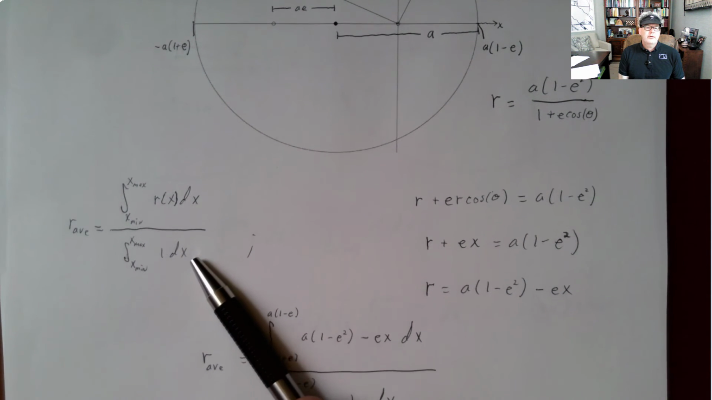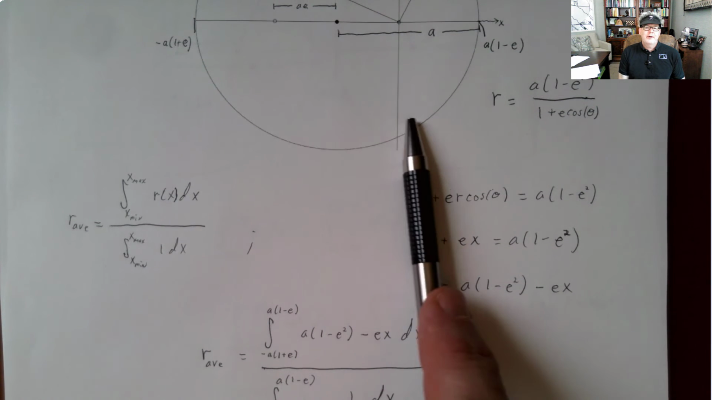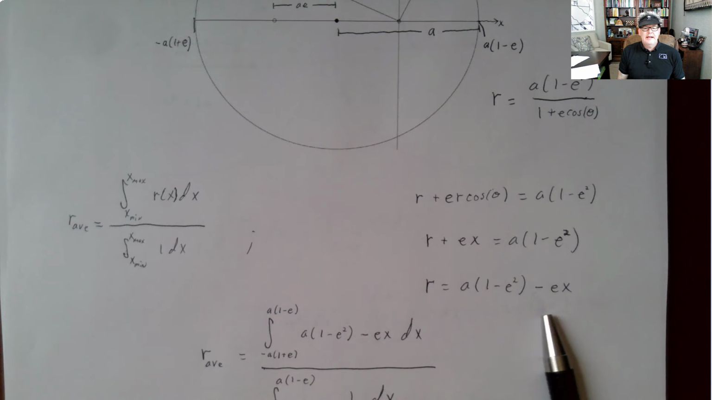Anyway, so I want to do the integral. Of course, the denominator will be 2a, right? That's how far across you are. And then for the numerator, I want to integrate r in terms of x dx.